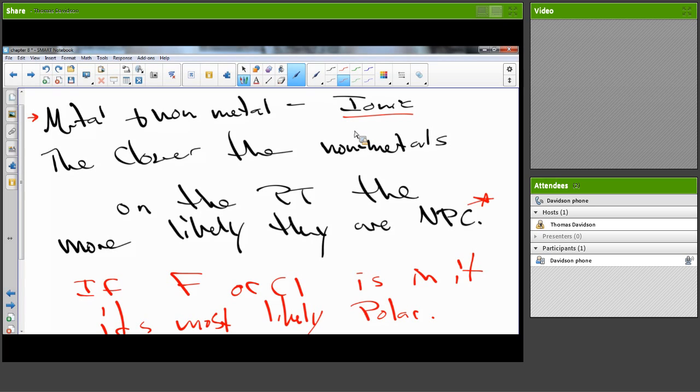Okay? And then this is a very generalized statement coming up. My thing's frozen. Let's see here. Come on, work, please. Okay, this, like I said, is a generalized statement, but it'll get you through a lot. What the heck is happening here? The closer the non-metals are to each other on the periodic table, the more likely they are nonpolar. So like their literal position on the periodic table in relationship to each other.